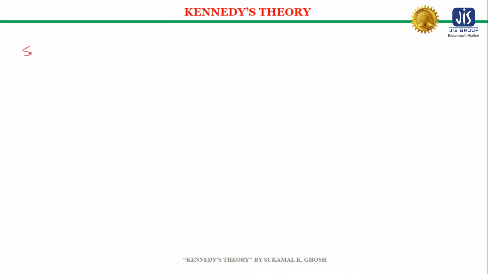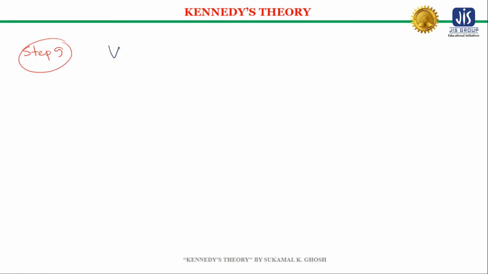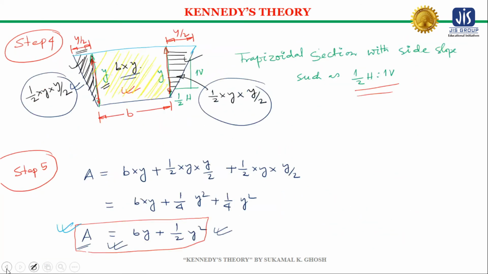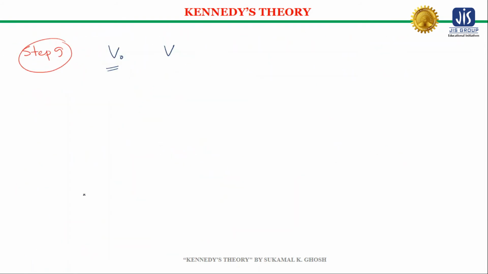Now what was our step 9? Our step 9 is to compare the V0 and the V. So what was the value of V0 we have calculated? Let's check. V0 we have calculated is 0.942, and the actual mean velocity v we have calculated just now is 1.016.